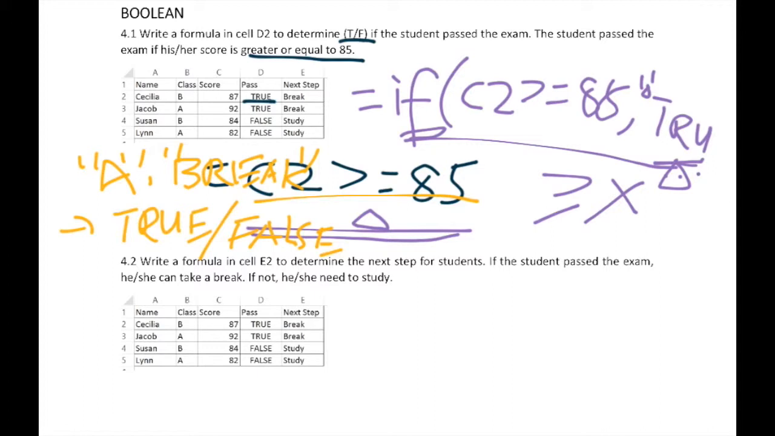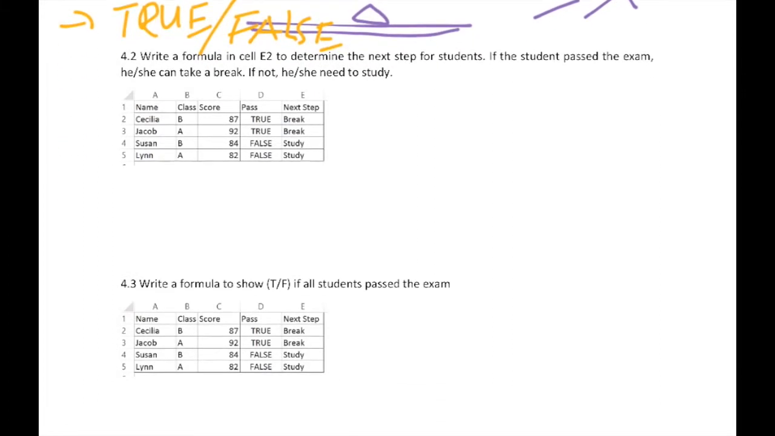Okay, let's work on the second question. Write a formula in cell E2 here to determine the next step for students. If the student passed the exam, he or she can take a break. If not, he or she needs to study. So here shows if the student passed it or not.